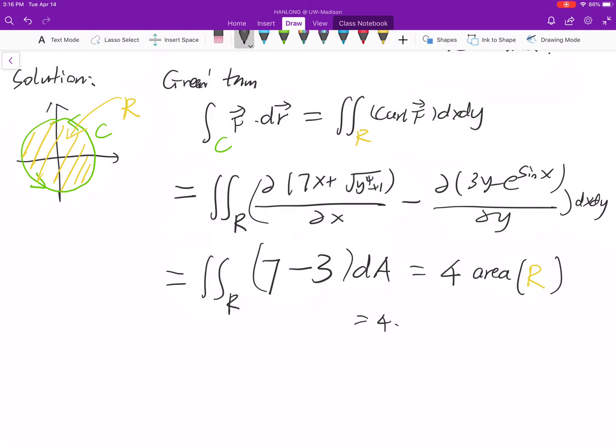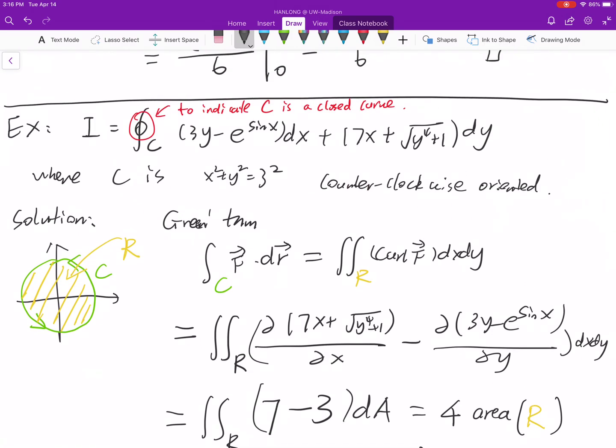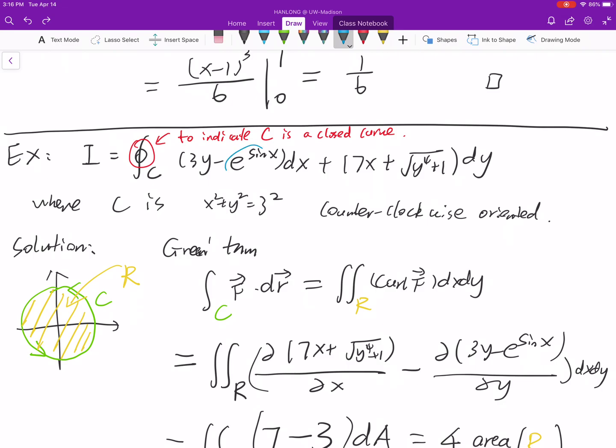So 4 times pi r squared, so 36 pi. So if you want to summarize why we choose Green's theorem, that is because the formula, this one, and this one, are hard to compute the integral, but then if you use Green's theorem, take a derivative, there happens to be the term involved in the formula that cancels out.